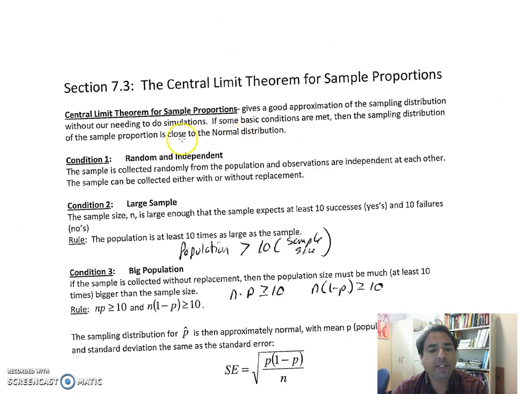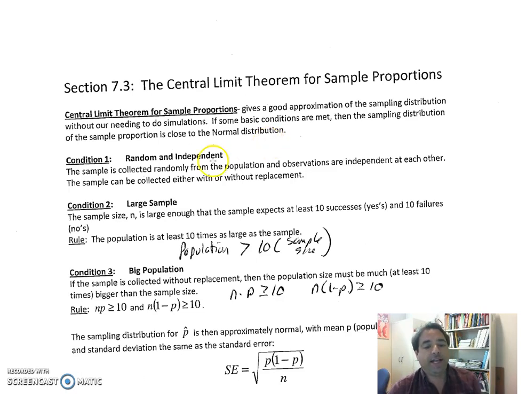But in order to make sure it's close to normal, what can we do? The central limit theorem says that if some basic conditions, condition 1, condition 2, condition 3, are met, then we can say that the sample proportion is close to the normal distribution. Then we can do more things. So let's look at the conditions. All of them are important and they all must pass.